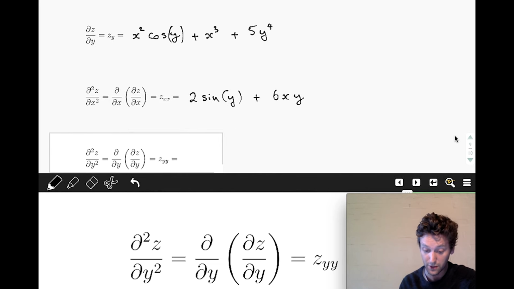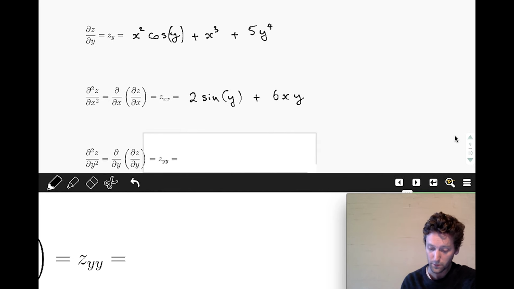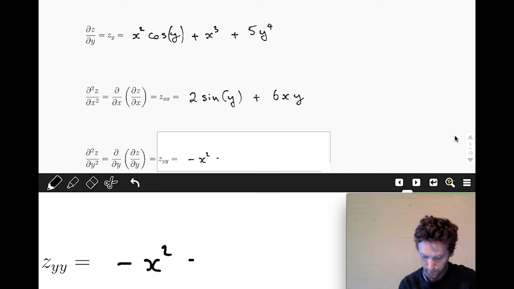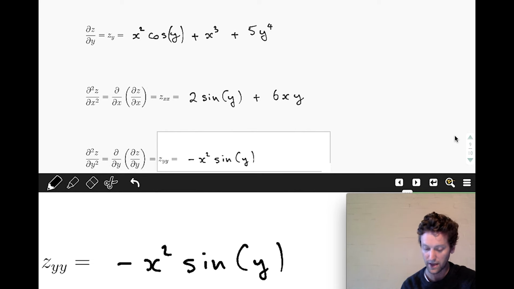And again, I'm going to do that by taking the derivative of my first derivative with respect to y. So that was given by x squared cosine y plus x cubed plus 5y to the power of 4. I'm going to take the derivative of that with respect to y. So x squared is treated like a constant. The derivative of cosine of y is minus sine of y. So again, I have that factor of x squared still sitting there in front, and I've pulled the minus sign out the front.